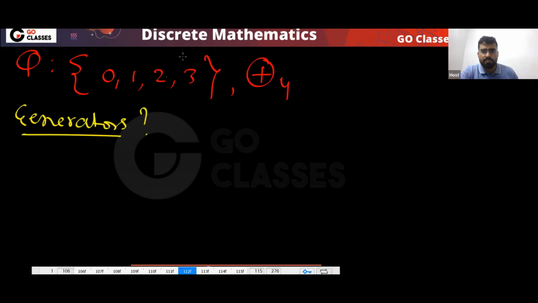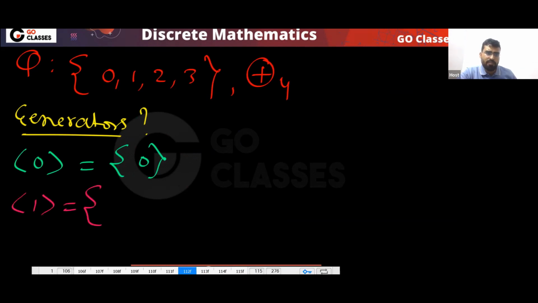What are the generators? What will 0 generate? Tell me. First, you tell me this point. What will be generated by 0? 0 can only generate 0. 0 cannot generate anything. 0 will only generate 0.